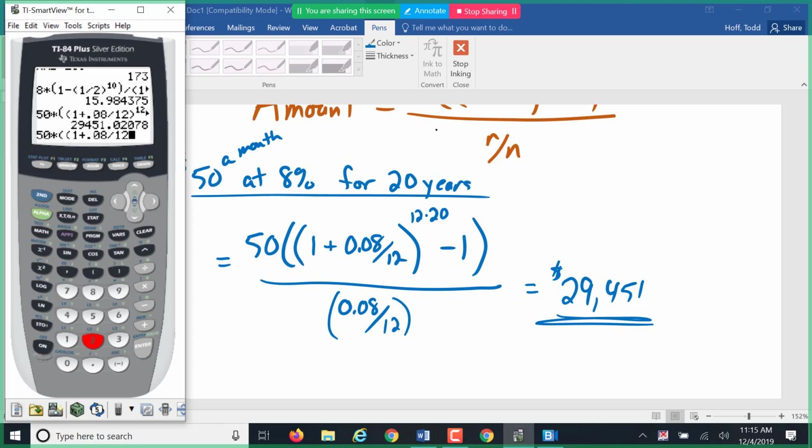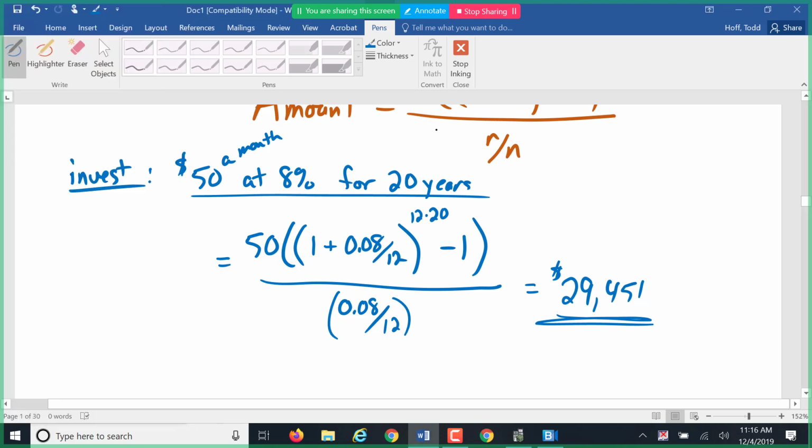all that's going to change in this formula is this is going to be 12 times 40 instead of 12 times 20. That goes up drastically. That $50 a month is almost $175,000 in your 60s. Just on my soapbox for a second, getting you to think about retirement savings.